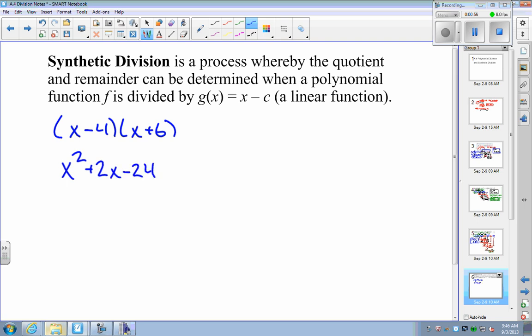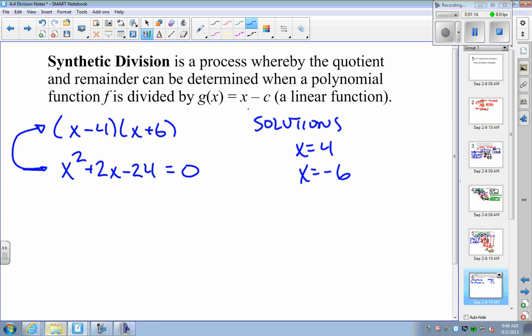and you get here. Now, let's say I started you here, and I said solve this problem. You guys would all factor it up to here, and you would tell me the solutions are 4 and negative 6. So these two numbers make this quadratic go to 0. That's what synthetic division is going to let us do.